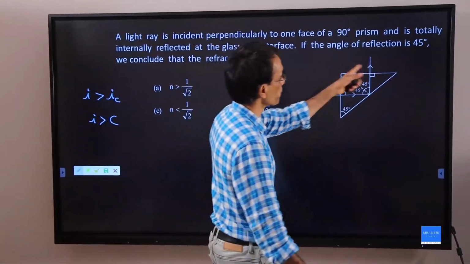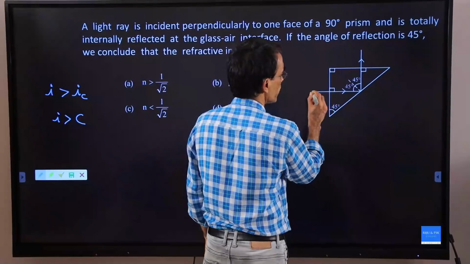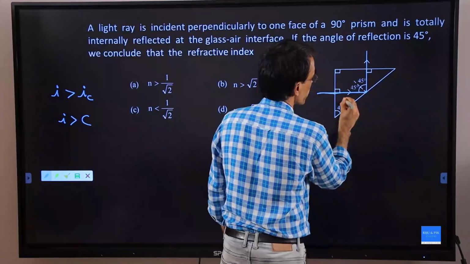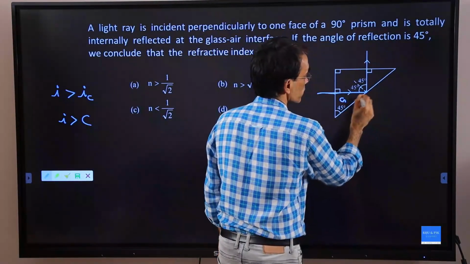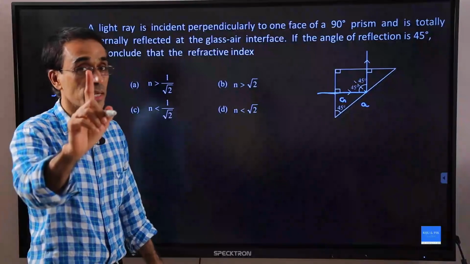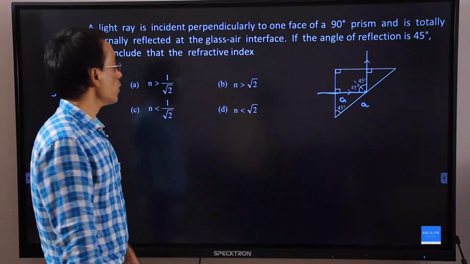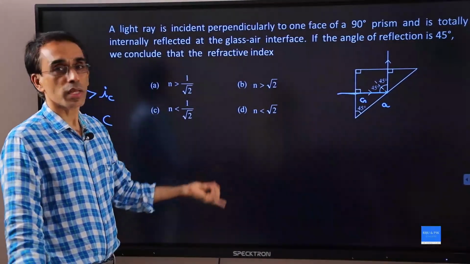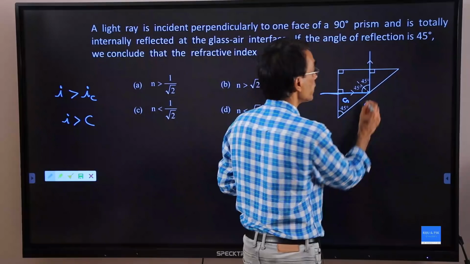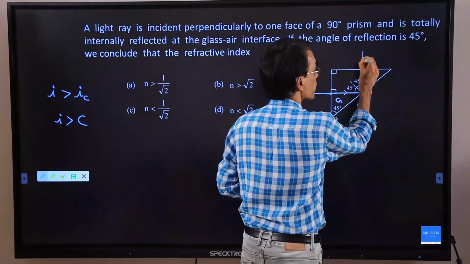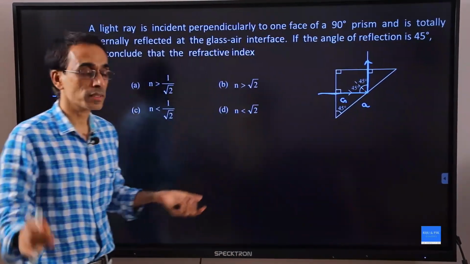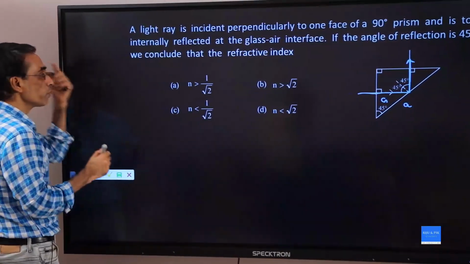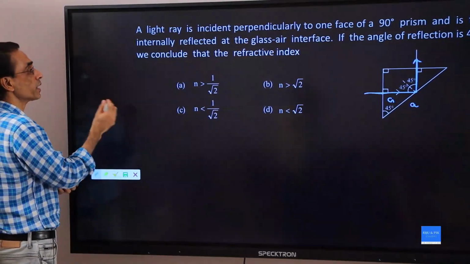You have a prism, a light ray is incident normally, and you know that normal incidence will go straight, and at this point it is going from glass to air, denser to rarer. First condition for TIR satisfied. Now if I is greater than C, total internal reflection will take place, but it is given that it is reflecting totally internally. So both the conditions are satisfied. So we want the refractive index. How to connect refractive index into this one?